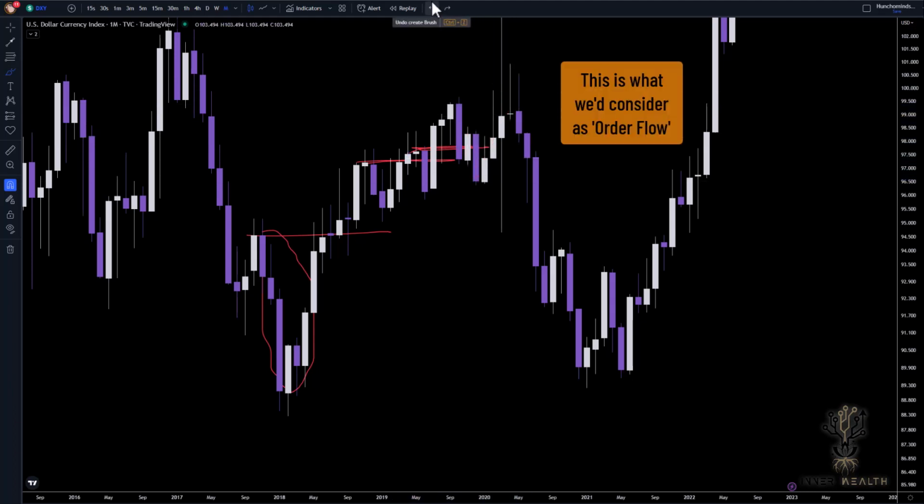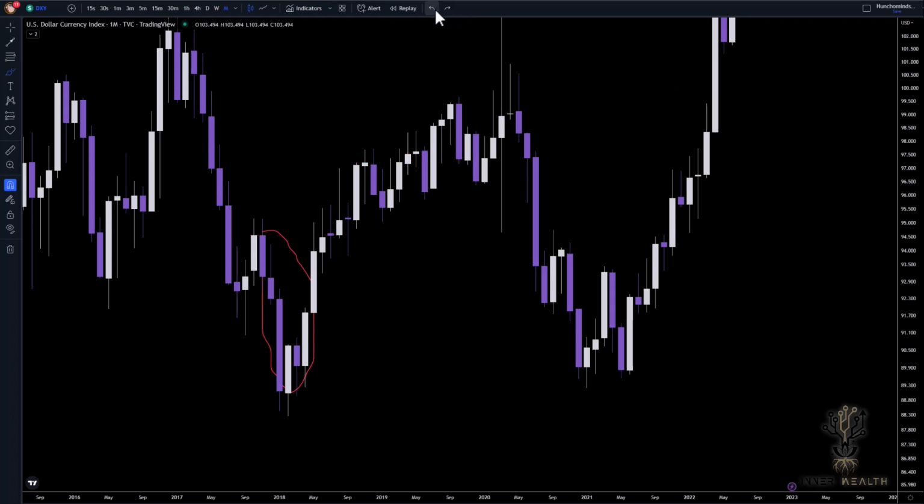And so what I want you guys to notice is that's how price action moves: we go back to previous areas of support and then push price action back up, right? It's following these order blocks.